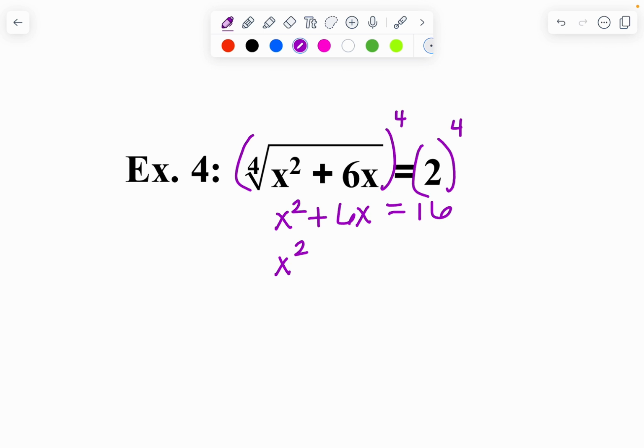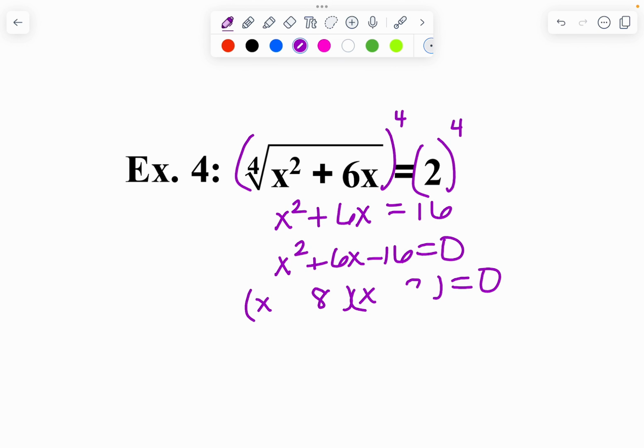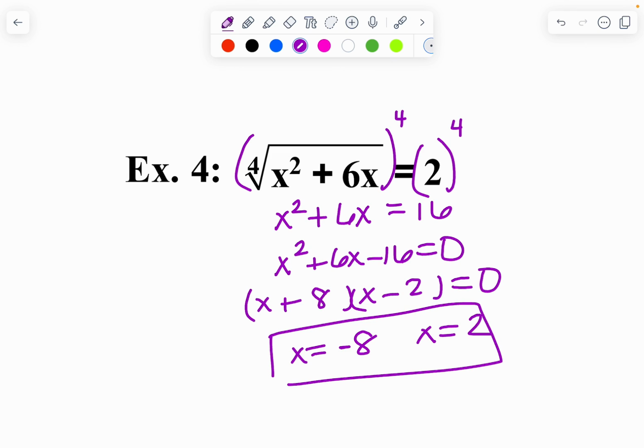I need my x squared plus 6x minus 16 equals 0. I'm going to factor. I have x and x. I'm going to try 16, 8, and 2. I need positive and negative. So x equals negative 8, x equals 2. And I would check those. And actually, when I check those, both of these work out. So we're going to use both of these answers.